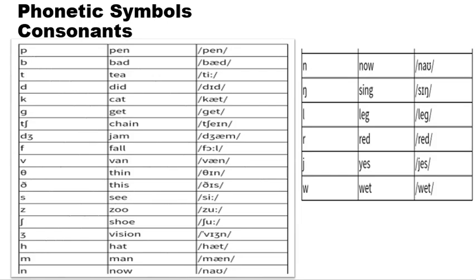Now we'll talk about the phonetic symbols, and first of all, the consonant symbols, that are 24 in number. There are 44 sounds in English in total, 24 consonants and 20 vowels. So let's have a look at the phonetic symbols of consonants. First of all, you can see here the sound p, as in pen. It is uttered as p, because it is a voiceless sound. If we utter it with a vowel, it becomes a voiced sound. That is not the correct way to utter this sound.